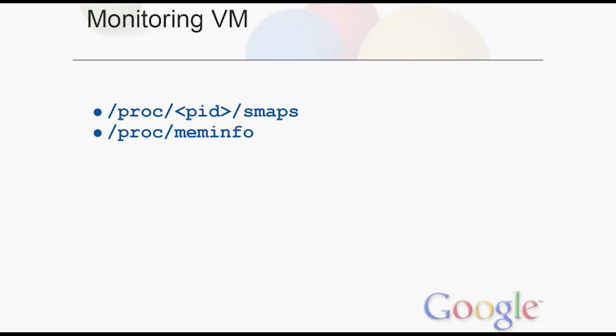So another way to look at what's happening with virtual memory is to look at these two files in the proc file system. One is under the actual directory that represents a particular process, and the name of that directory is the process PID, and it's called smaps. That shows you a very detailed summary of every page and the state of that page. We'll look at some examples here. The other is the meminfo, which gives you lots of information about the overall system memory and how much of it is being used for various purposes.